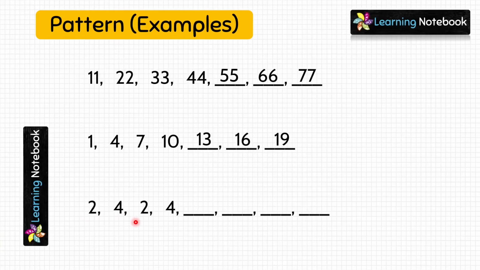2, 4, 2, 4. So here there is no addition or multiplication, but it is following a repeated pattern. See, 2, 4, 2, 4. So numbers are being repeated. So next numbers will be 2, 4 and 2, 4. Right students? So students, to complete a pattern, first we have to carefully identify the given pattern and then only we can fill the blanks.